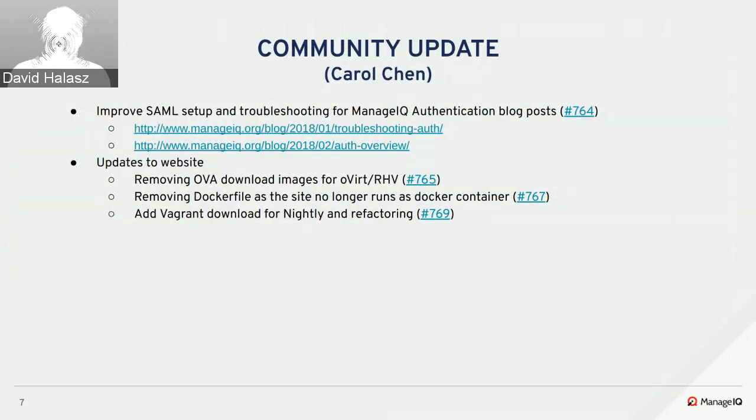And then we also have some updates to the website, including removing the OVA downloads for oVirt and Rev. Now only QCOW2 is supported. And removing the Docker file, as the website no longer runs a Docker container, as well as adding Vagrant download for the nightly builds. For the nightly builds, because they're not uploaded to Vagrant Cloud, they're just directly linked to releases.manageiq.org. All right, that's all for this week's update.